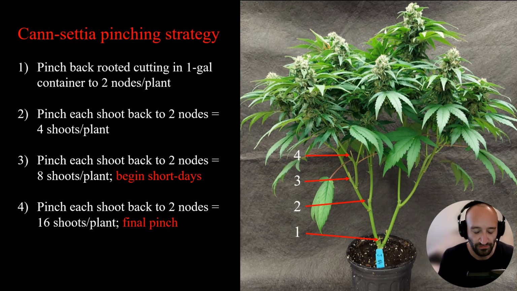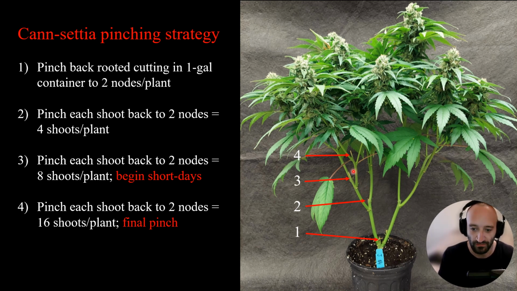So I just want to run through the Cancedia pinching strategy with you guys again. We start by pinching these plants at the start of when we transplant them. This is 2 weeks after we take cuttings. They're usually rooted right about day 14. We transplant, pinch back to 2 nodes. We allow those 2 lateral shoots to develop, and then we pinch back again. And so each time that we pinch these plants, we're always leaving 2 nodes behind.